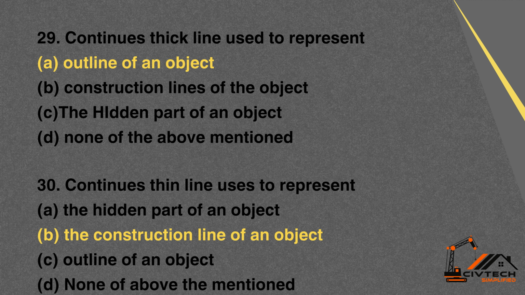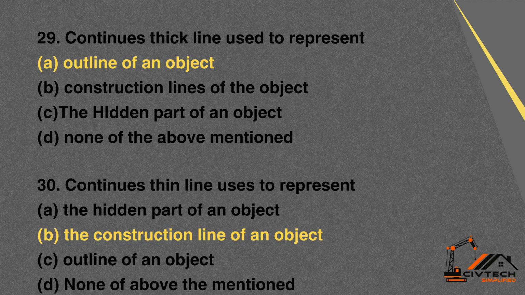29. Continuous thick line is used to represent A. Outline of an object, B. Construction lines of the object, C. The hidden part of an object, D. None of the above mentioned. Correct option, A. Outline of an object.